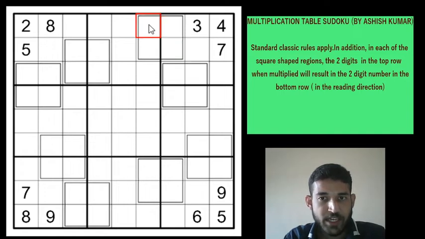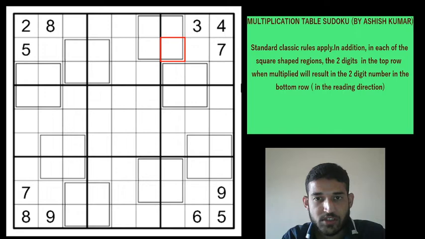So for example, let's say you have a 6 and a 7 here. When they are multiplied, you get a 42, right? So 4 and 2 would be here. You can't have a 2 and a 4, right? In the reading direction, the product has to be satisfied. So those are the rules. With that, we'll start solving this Sudoku.